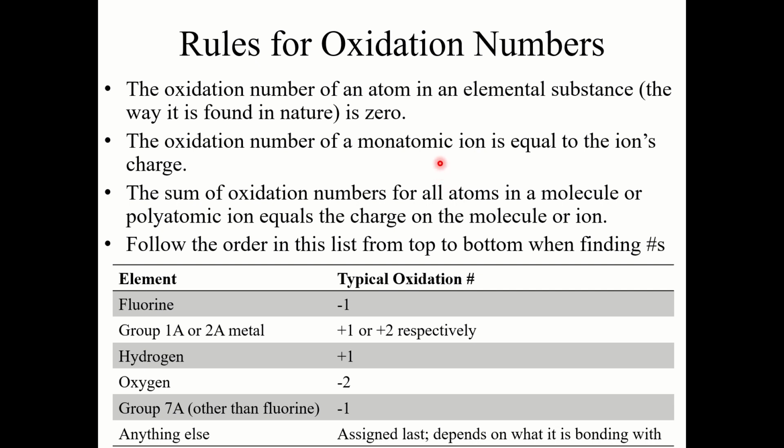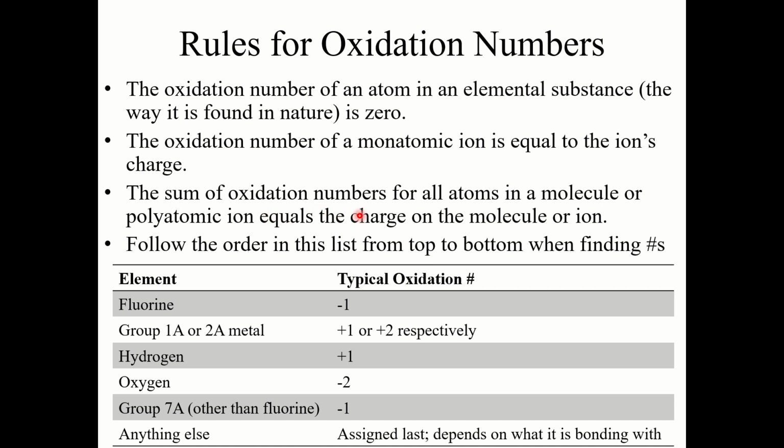Okay, so there are some rules for oxidation numbers, and again, these rules will be provided on the reference sheet. You don't need to memorize them, but you do need to know how to use them. The oxidation number of an atom in an elemental substance, the way it is found in nature when it's just by itself, is 0. The oxidation number of a monatomic ion is just equal to that ion's charge, so easy enough so far. Now, it should be mentioned that the sum of oxidation numbers for all atoms in a molecule or polyatomic ion must equal the charge on that molecule or ion.